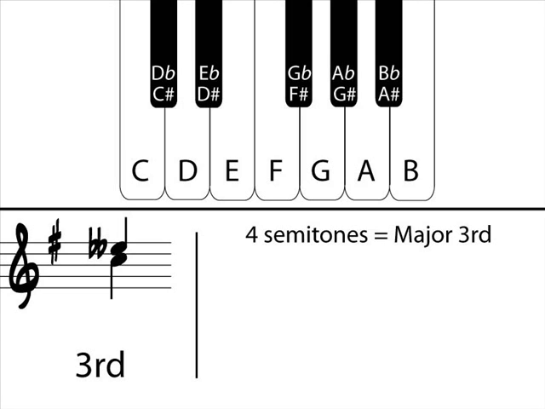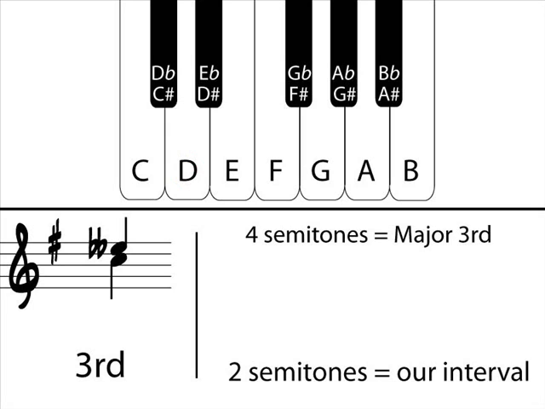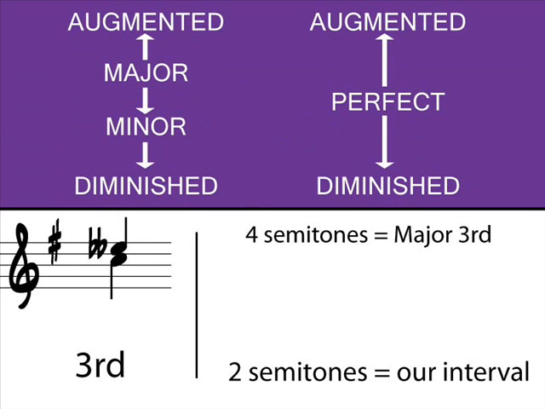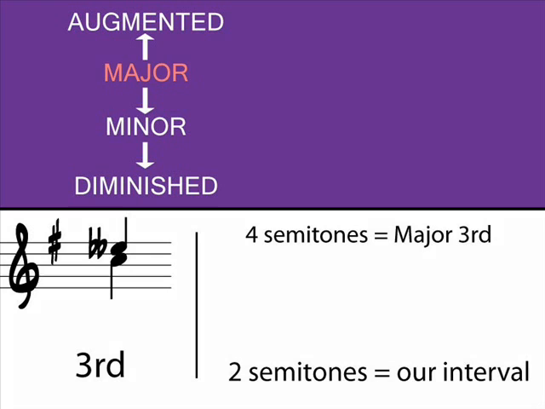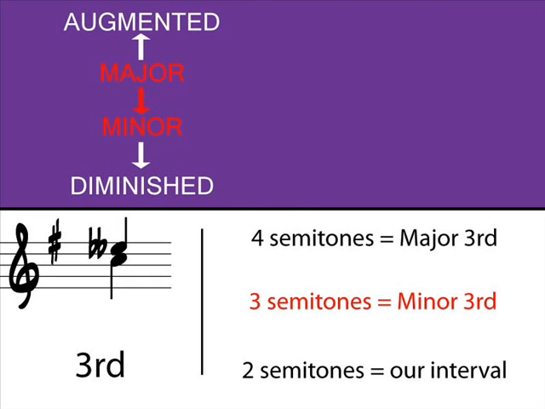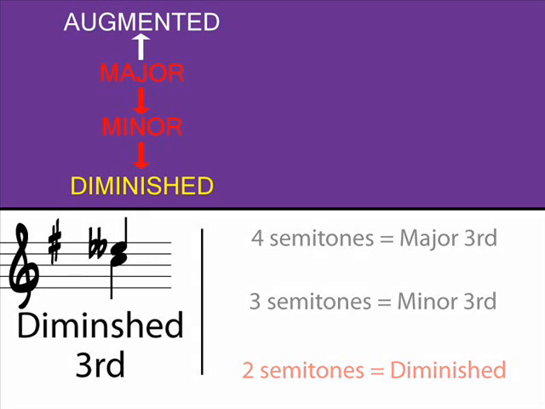Let's now count the semitones that make up our interval. Here's the C. To C sharp is 1. To D is 2. And remember, we're looking at an E double flat, which is the enharmonic equivalent of a D. So we stop counting at D. Therefore, our interval is 2 semitones smaller than a major interval. 1 semitone smaller than a major would be minor, but as our interval is 2 semitones smaller, it is a diminished interval. Therefore, as we already have the number, this is a diminished third.